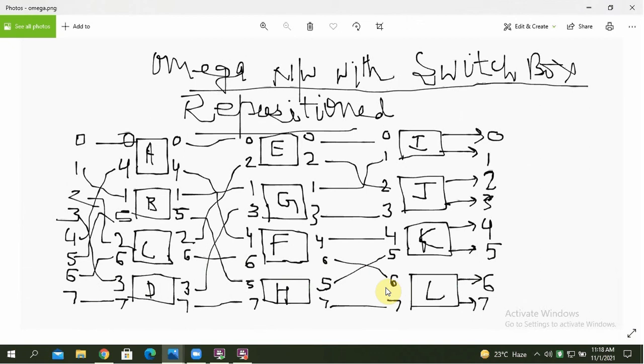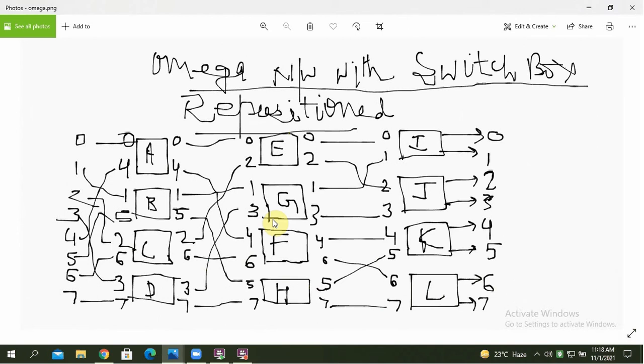Switch boxes in the omega network can be repositioned without violating the perfect shuffle interconnection between stages. The two networks, the cube network and the repositioned omega network, differ in two aspects. The cube network uses 2 function switch boxes, whereas the omega network uses 4 function switch boxes. The data flow direction in the two networks is opposite to each other. In other words, the roles of input-output lines are exchanged in the two networks.